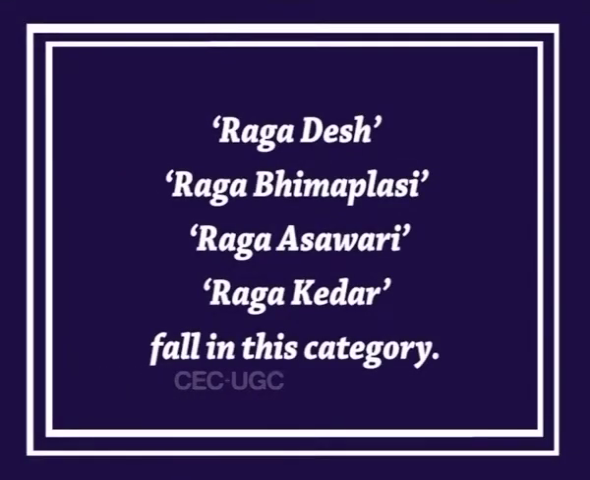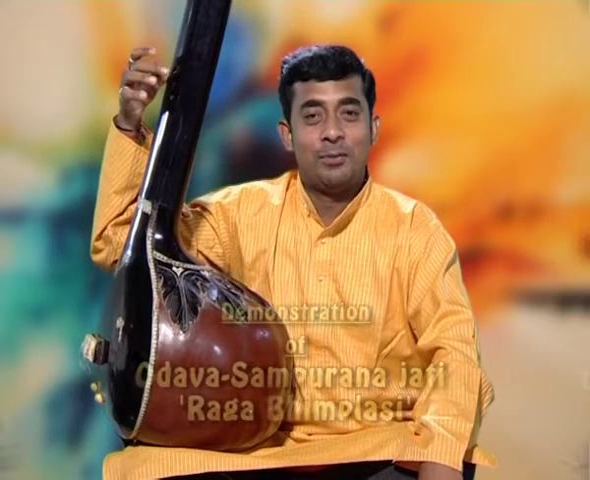Audav Sampurna Rag always uses 5 notes in its Aroh and all the 7 notes of the octave in its Avroh. Rag Desh, Rag Bhimpalasi, Rag Asavri, Rag Kedar and many more rags fall in this category of Audav Sampurna Jati. Rag Bhimpalasi.